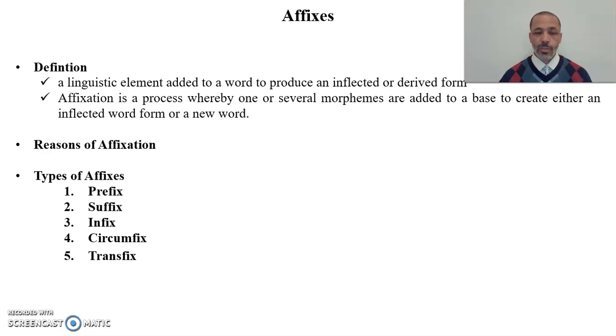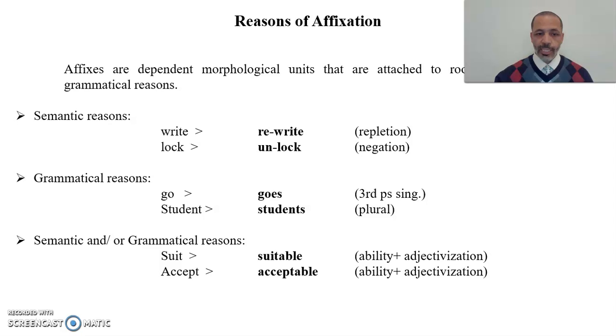Sometimes you just add extra grammatical information to the word by adding new affixes. Affixation is a process whereby one or several morphemes are added to a base to create either an inflected word form or a new word. Reasons for affixation: there are three main reasons. The first reason is semantic. The second one is grammatical. The third one is semantic and/or grammatical.